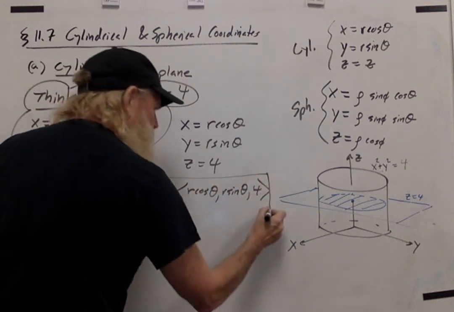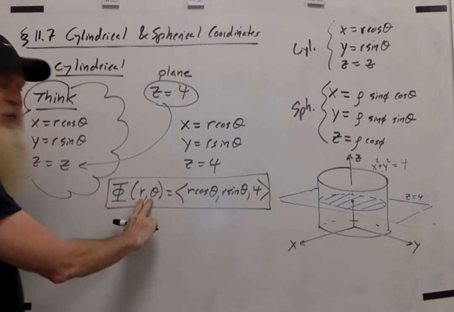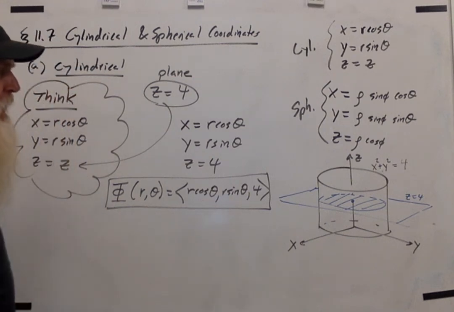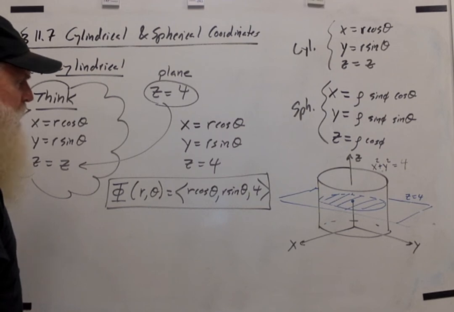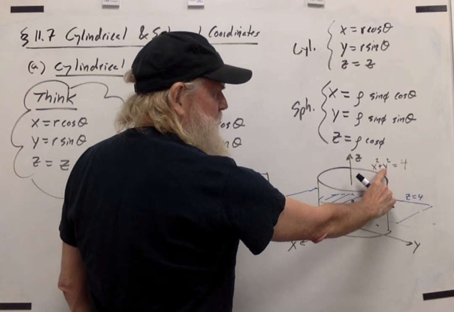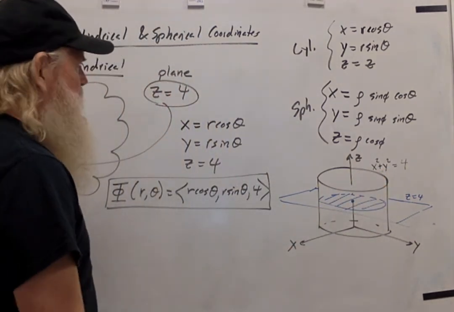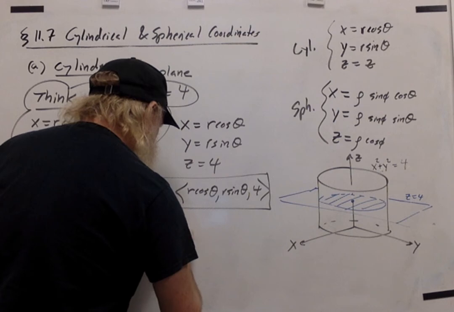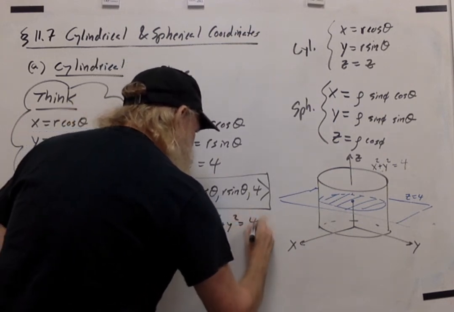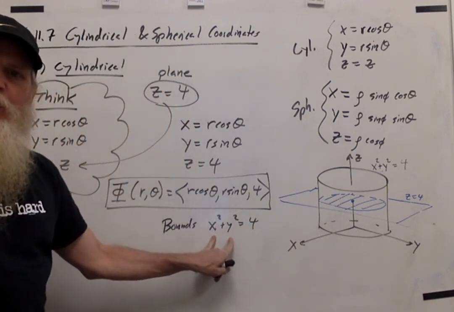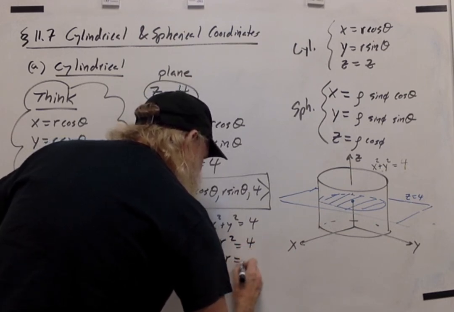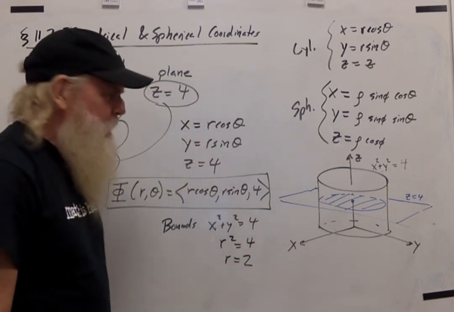I keep saying this, but notice that when I parameterize the surface, I should have exactly 2 parameters. So there are only 2 variables here. Now let's see what the bounds on this are going to be. To work on the bounds, let's figure out what the equation for the cylinder is in cylindrical coordinates. Well, we know that in cylindrical coordinates x squared plus y squared is the same as r squared. So r squared equals 4, which means that r equals 2.